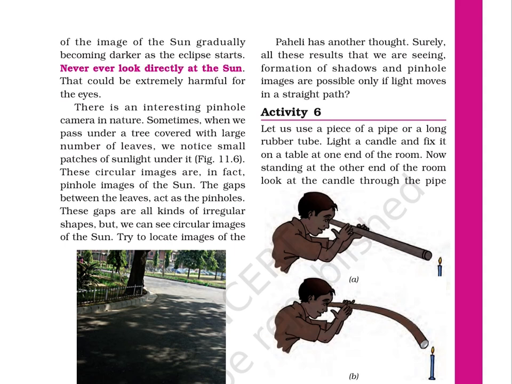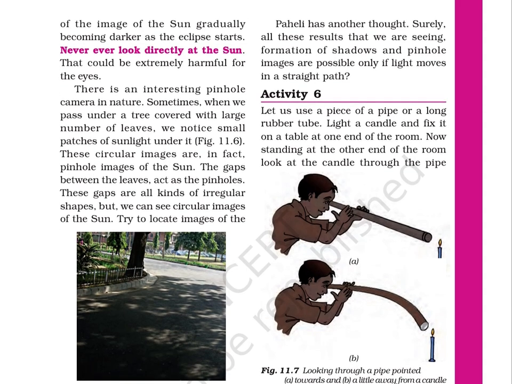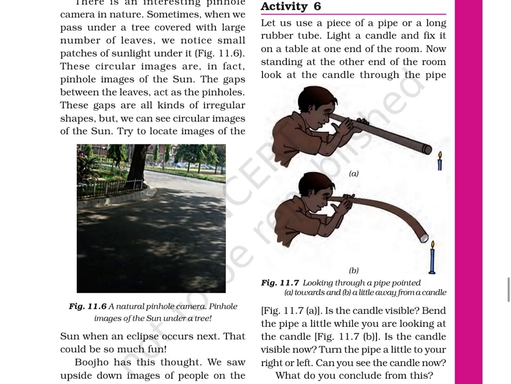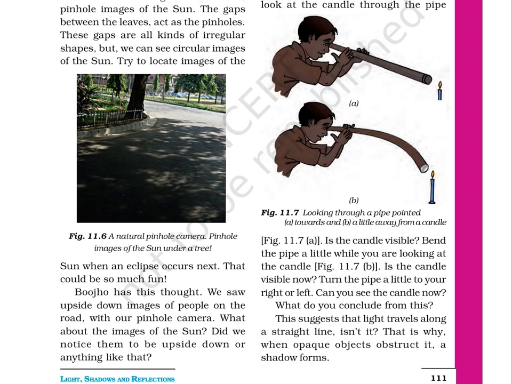Figure 11.6. These circular images are, in fact, pinhole images of the sun. The gaps between the leaves act as the pinholes. These gaps are all kinds of irregular shapes, but we can see circular images of the sun. Try to locate images of the sun when an eclipse occurs next. That could be so much fun.